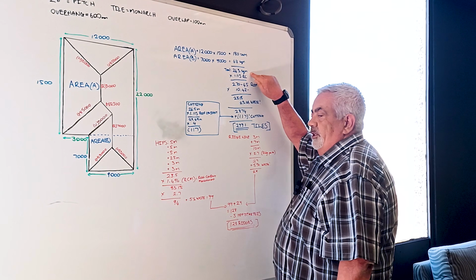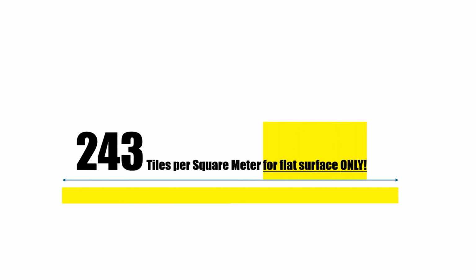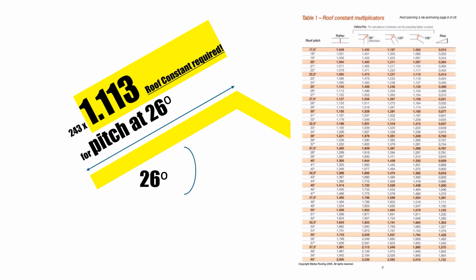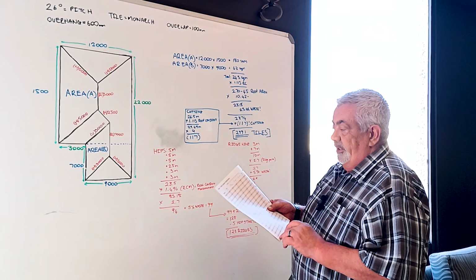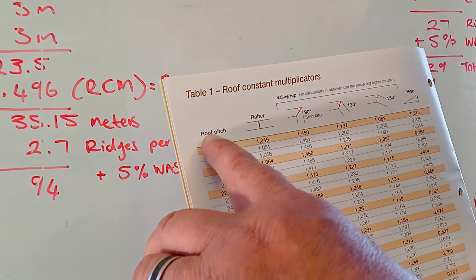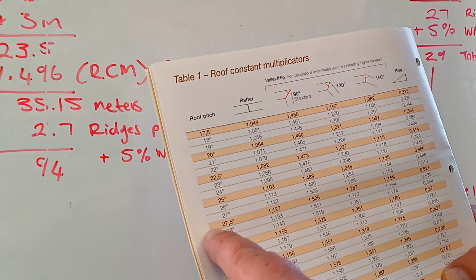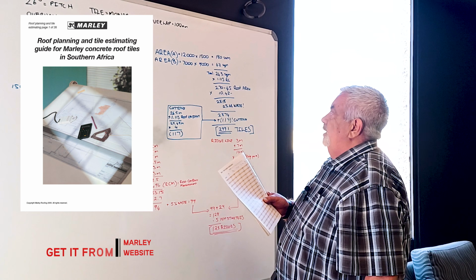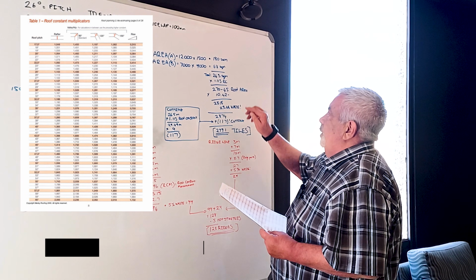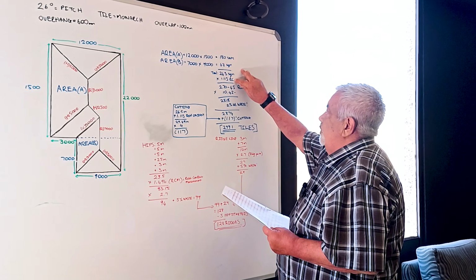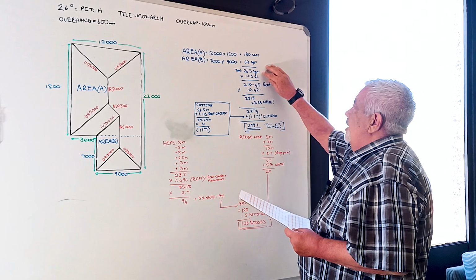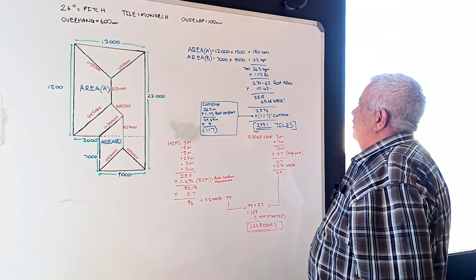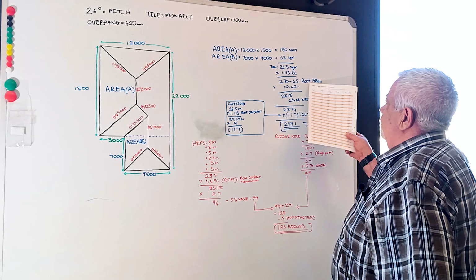But that 243 square meters is a flat surface area, and we need to calculate that to get to your roof pitch. Now Marley has available these calculations showing, for all degrees between 17 and 60 degrees, your roof constant multipliers for the precise degrees to be used when calculating the quantities. For 26 degrees, the roof pitch constant is 1.113. So if you multiply your floor area by your roof constant, it will give you a total roof area of 270.45 square meters.